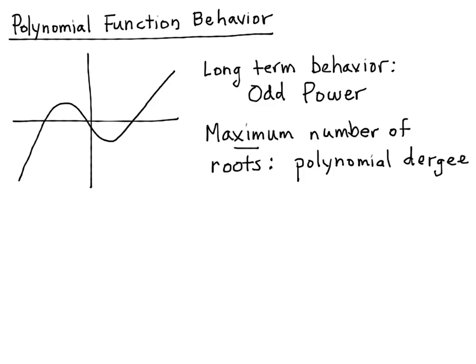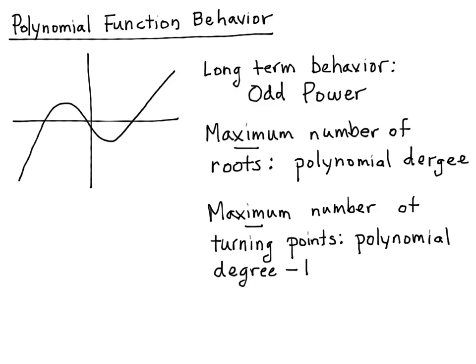Now, the maximum number of roots is the polynomial degree. So that third degree polynomial that I showed you, we actually found 3 roots, right? And I don't know if I graphed this exactly right, but it's going to go through the x-axis a maximum of 3 times. Now, it doesn't have to go through 3 times. In fact, we can have a third degree polynomial do something like this. Okay, so it looks like it could if we added something or subtracted something to it, but what we're really talking about here is the maximum number of roots, and that's the degree.